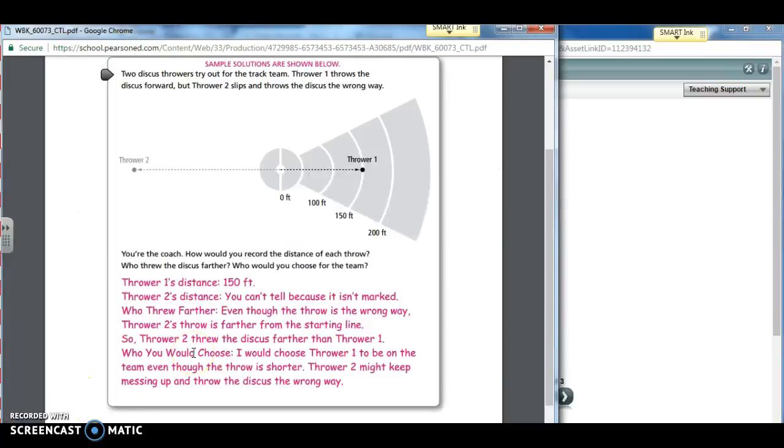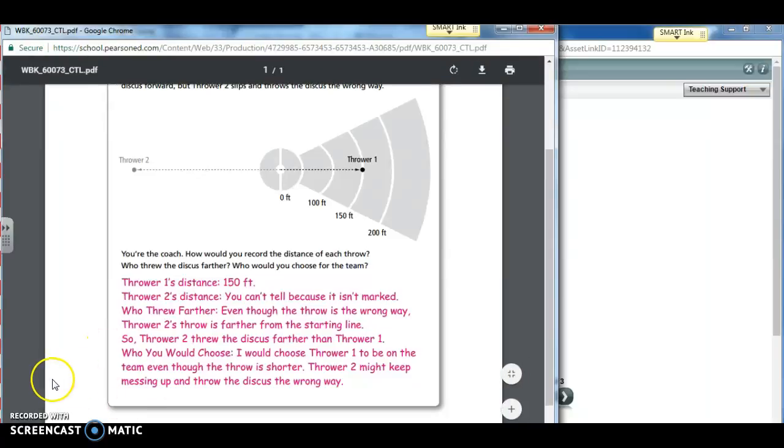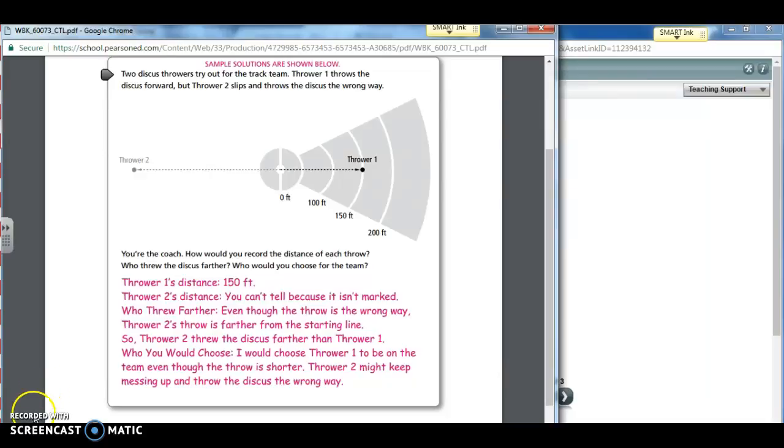Here is a possible solution. Thrower 2 threw further than thrower 1, so you might choose thrower 2. However, you would risk the chance of thrower 2 constantly throwing in the wrong direction. So maybe in that case, you would choose thrower 1 over thrower 2. Either way, if you can justify your answer, you probably have a correct answer.